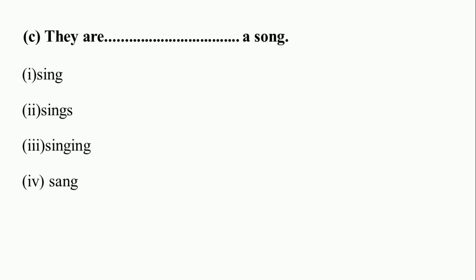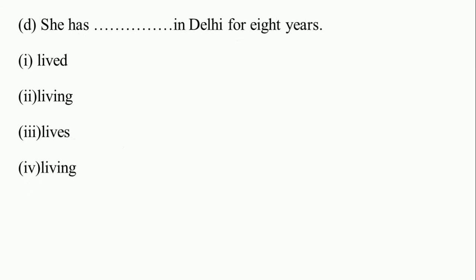Now C part is they are dash a song. Your options are sing, sings, singing, or sang. The correct option is singing. Next is B part is she has dash in Delhi for 8 years. Options are live, lived, lives, or living. The correct option is lived.